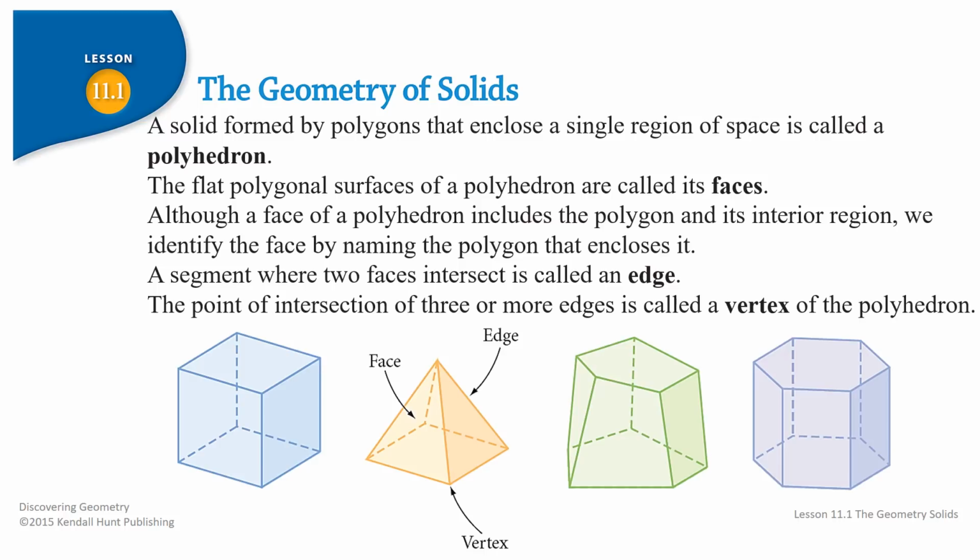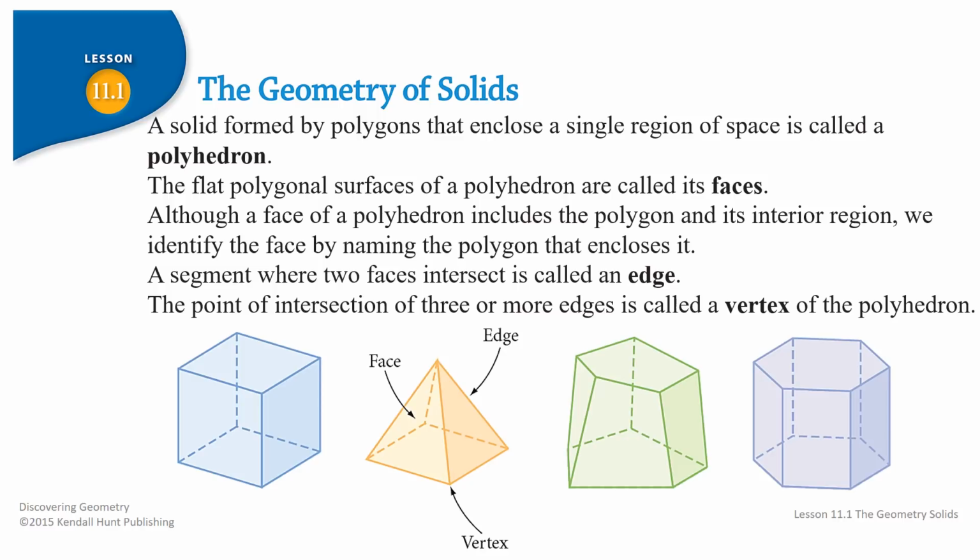Now, anytime you have 2 faces that touch each other, whether it's top, bottom, or left and right, it creates an edge. Those are the lines of the polyhedron. Every time that an edge is connecting with other edges, we call that a vertex.